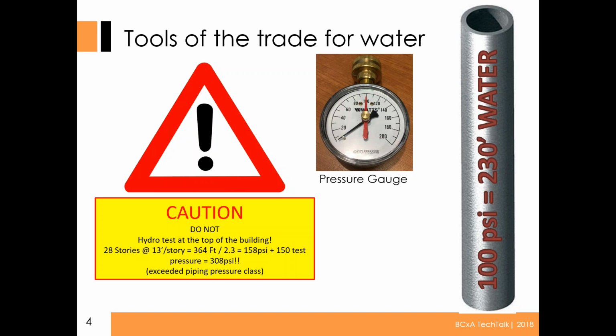At about 13 feet a story, when you do the math, that comes to 364 feet divided by 2.3 feet per PSI, which comes to 158 pounds. Unfortunately, they did the specification of 150-pound test pressure at the top of the building, giving us over 300 pounds in the basement and blowing out the copper piping, making a big mess. So just be careful on that little side.